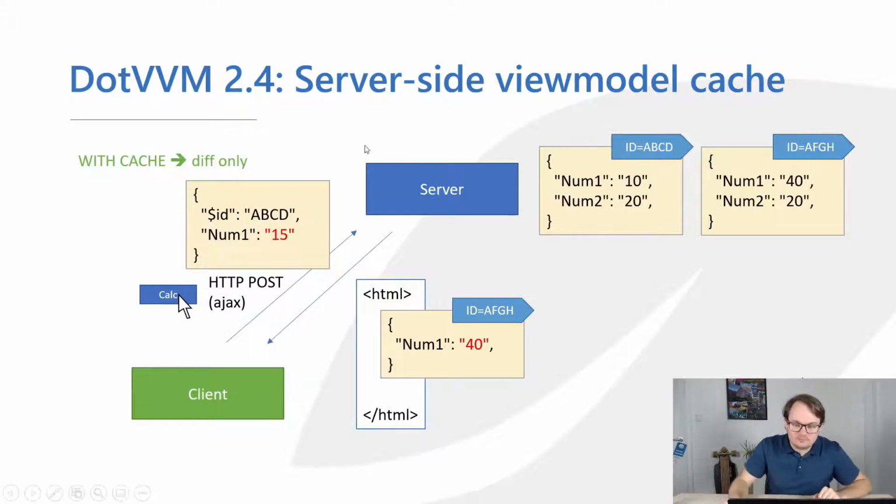And the server will look in the cache, it will find this view model, then it will apply the diff, so it will set the num1 to 15 and invoke the calculate method. So it produces another view model, and it needs also to go to the cache. It has different content because num1 is now 40. So you have a second item in the cache and it has a different hash. So you can see this new cache ID goes to the client. So that's how it works in principle.